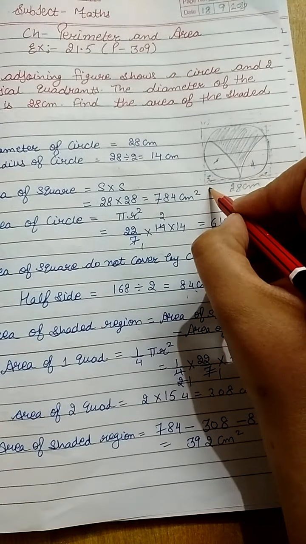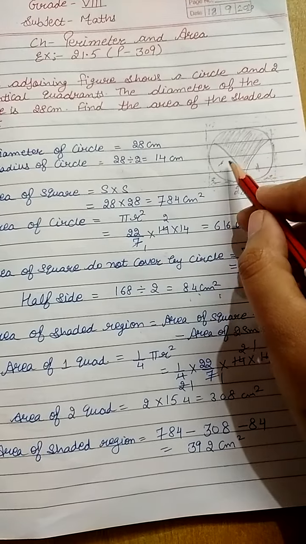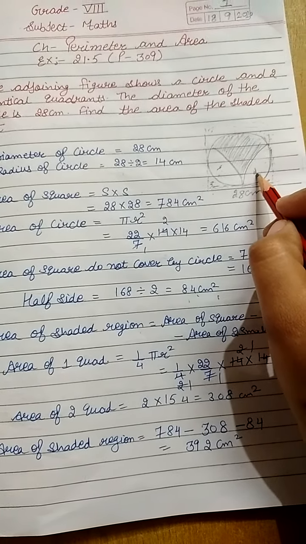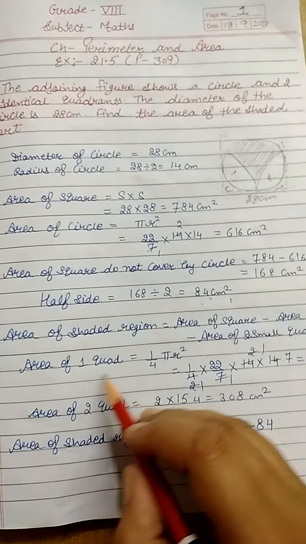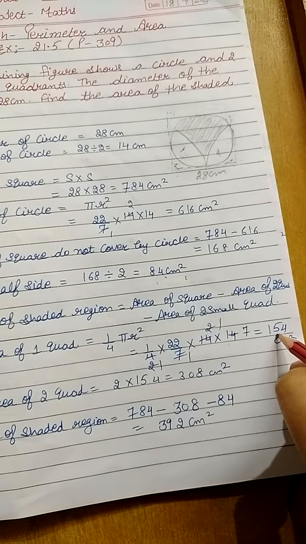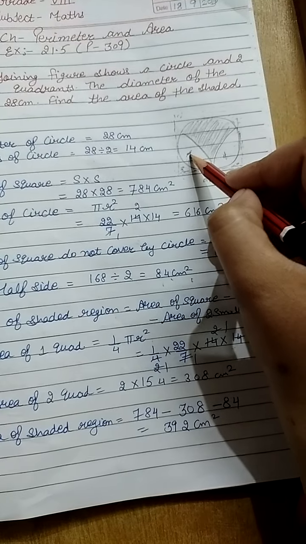This and this is area, you already got here. And now there is a need to find the area of these portions. These are parts of the circle, one-fourth part of the circle. So what is the area of this one portion? That is your first quadrant, 1/4 pi r square, and you will get the area 154. You got it here, only that 154.